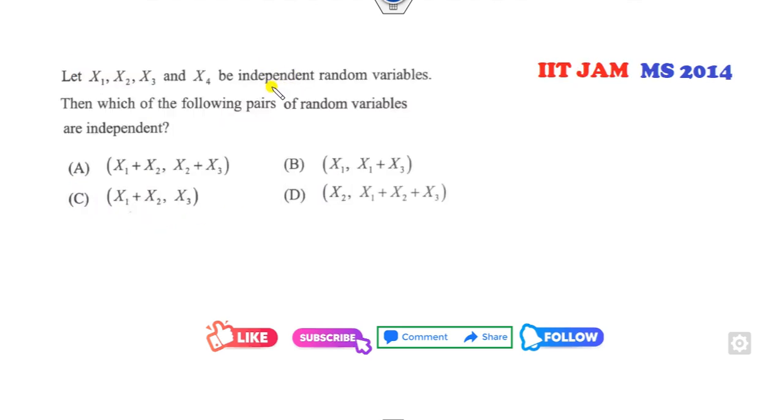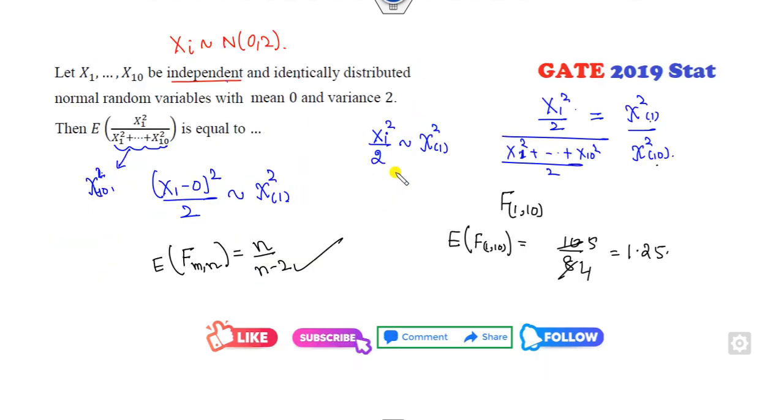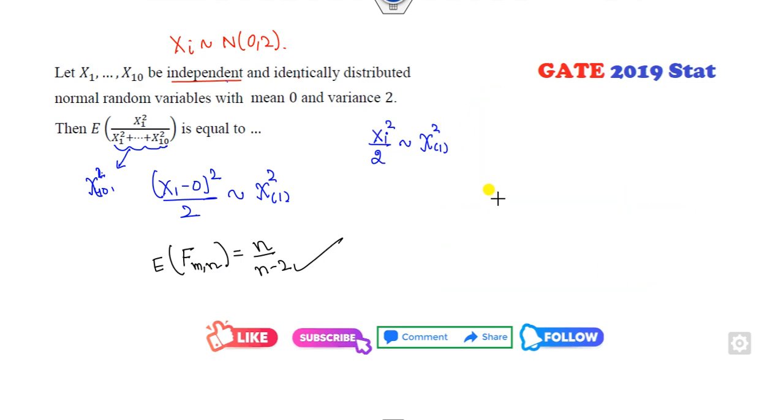Which of the following are independent random variables? Just wait, I am confused about this question again, because here is x1 and this is also x1. Although they are independent, it is not an F distribution because they are not independent. X1 is here, x1 is here. So let me re-evaluate it.